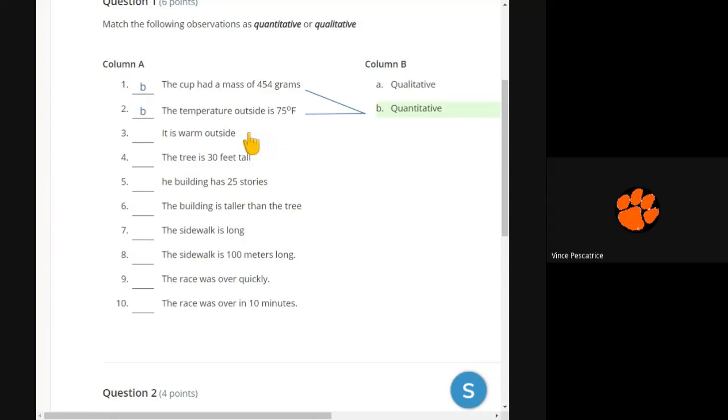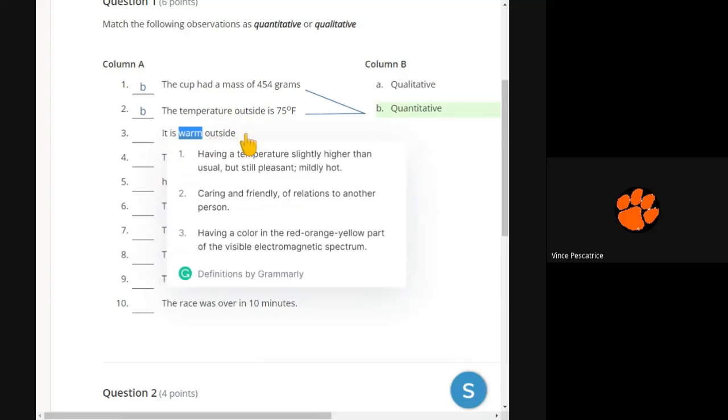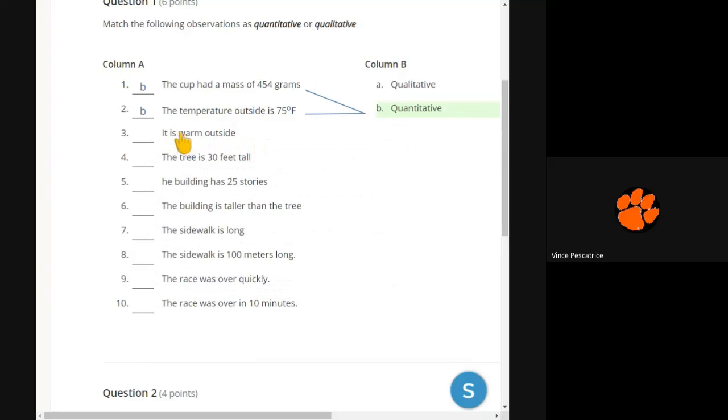It is warm outside. All right, it is warm. Warm is relative. It's talking about a quality of the weather. All right, if I wanted to say it was warm in a quantitative way, I would say it like I did for number 2. I would give you a number. But it is warm outside is a qualitative observation.